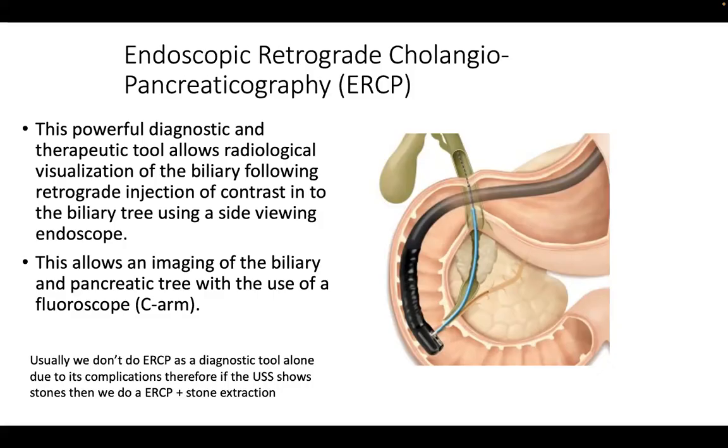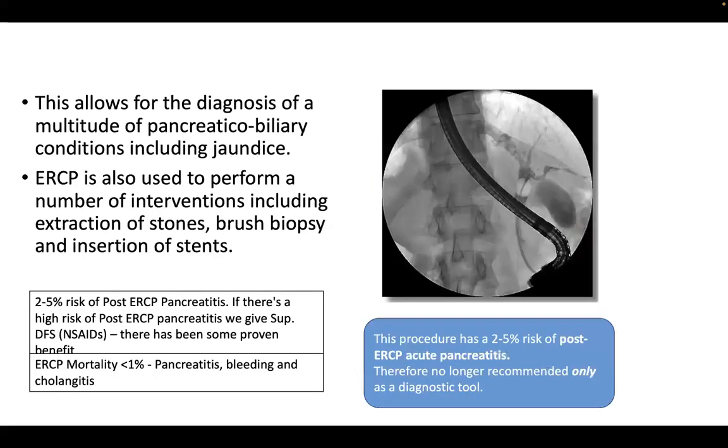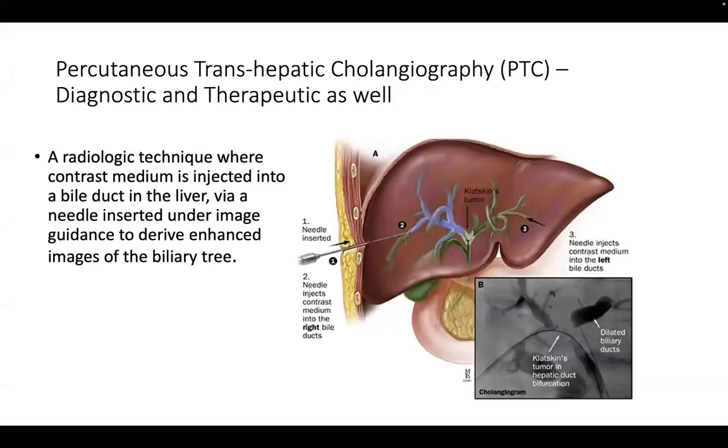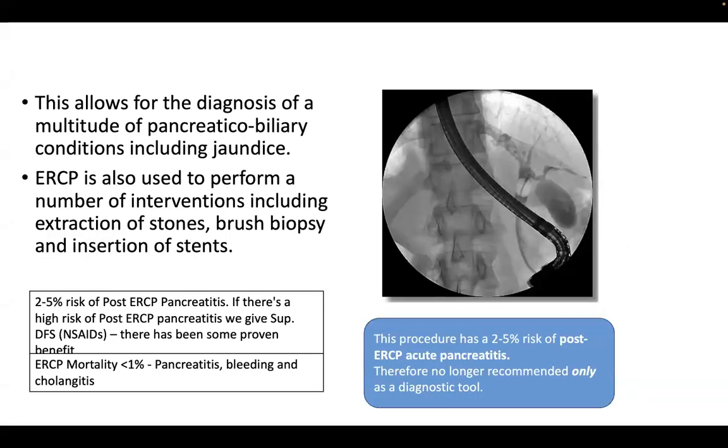Usually you don't do ERCP as a diagnostic tool alone. You don't jump and do it. But if the ultrasound scan shows stones, then you go ahead with an ERCP and take the stone out. So this allows for diagnosis of a multitude of pancreatobiliary conditions, including jaundice.